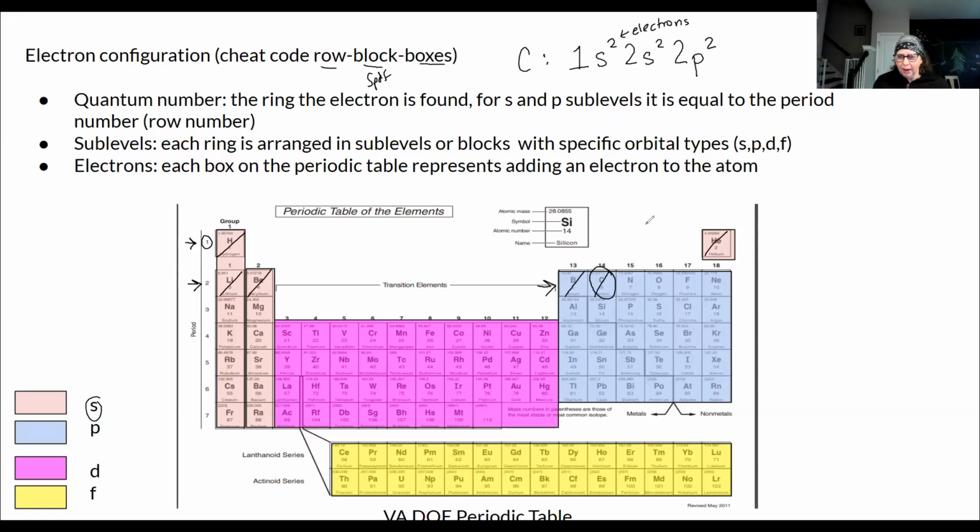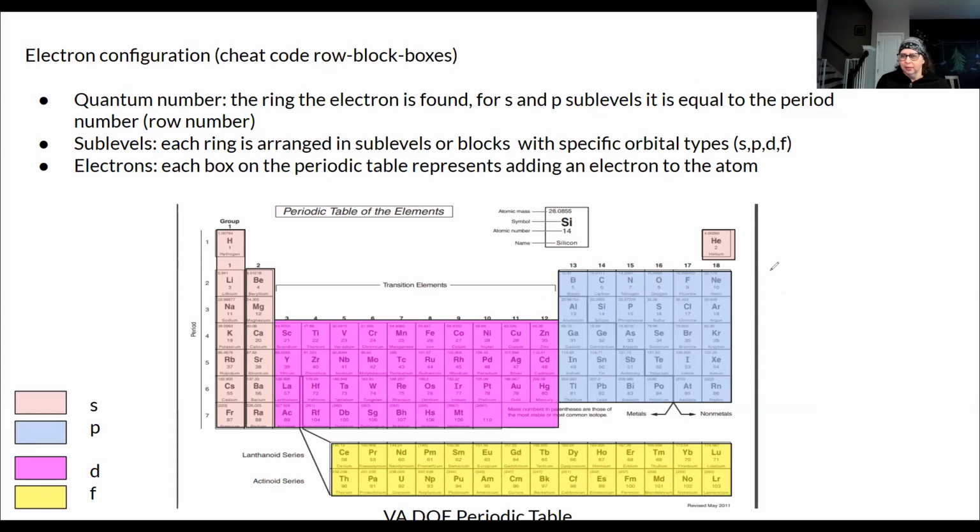There can be a maximum of how many electrons? 1, 2, 3, 4, 5, 6, but we're not filling up all of those boxes, so we're not worried about those electrons. Carbon's ground state electron configuration is 1s2, 2s2, 2p2.